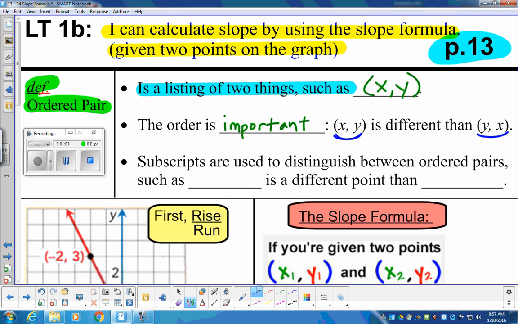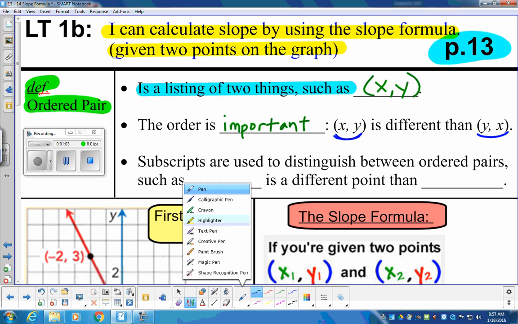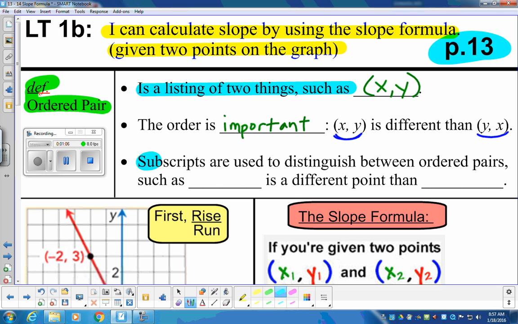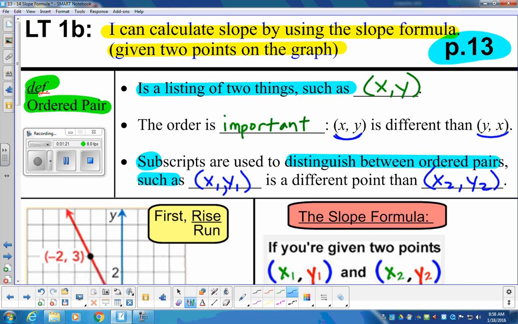Next thing we're going to talk about is something called a subscript. Now the prefix sub really means below. So subscripts are used to distinguish between ordered pairs, such as x1, y1, like my hotel room, is different than x2, y2, like my best friend's hotel room. Those numbers, notice, are written below.